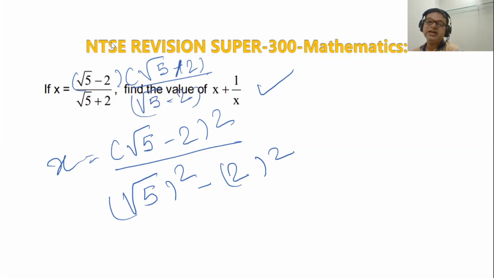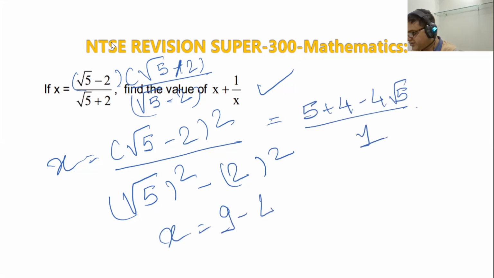That is, I have multiplied this expression by its conjugate. So finally I have 5 plus 4 minus 4 root 5 divided by 1. So the value of x I got is 9 minus 4 root 5.